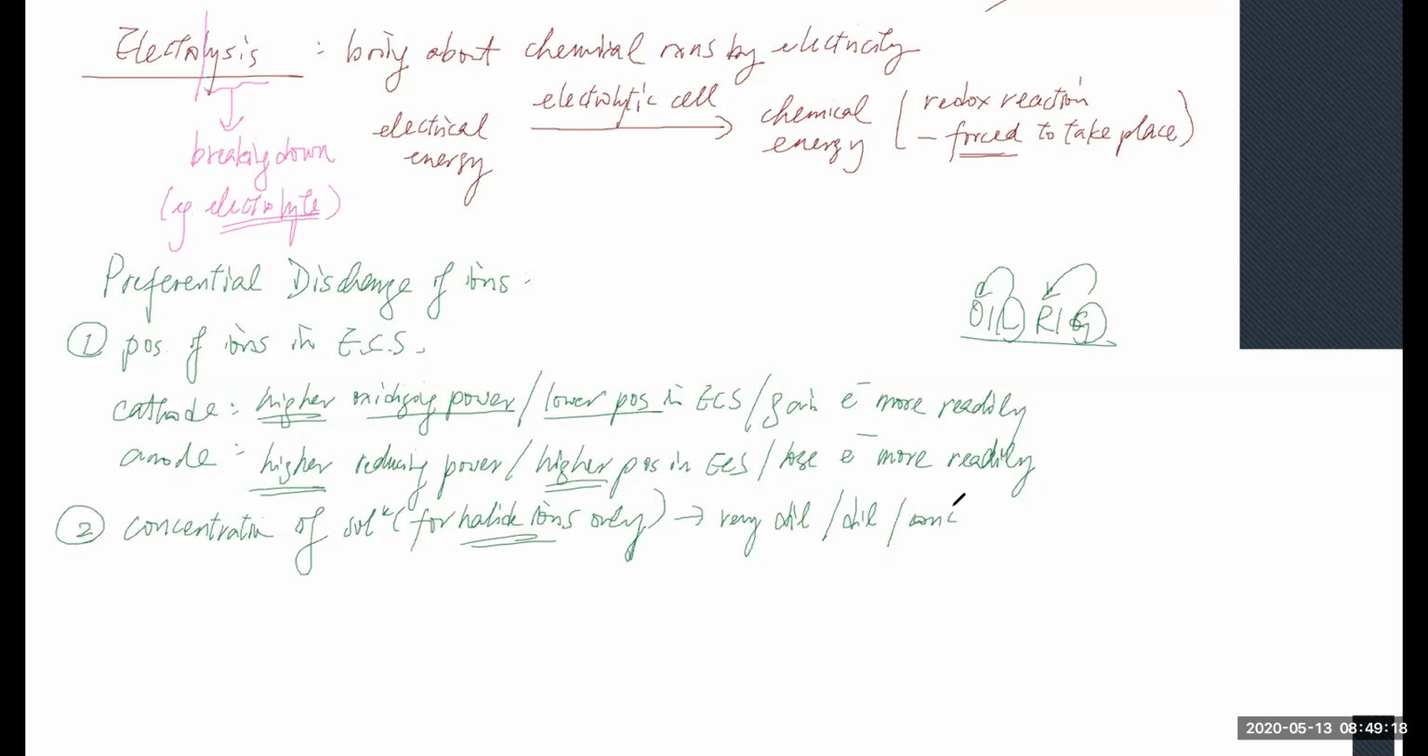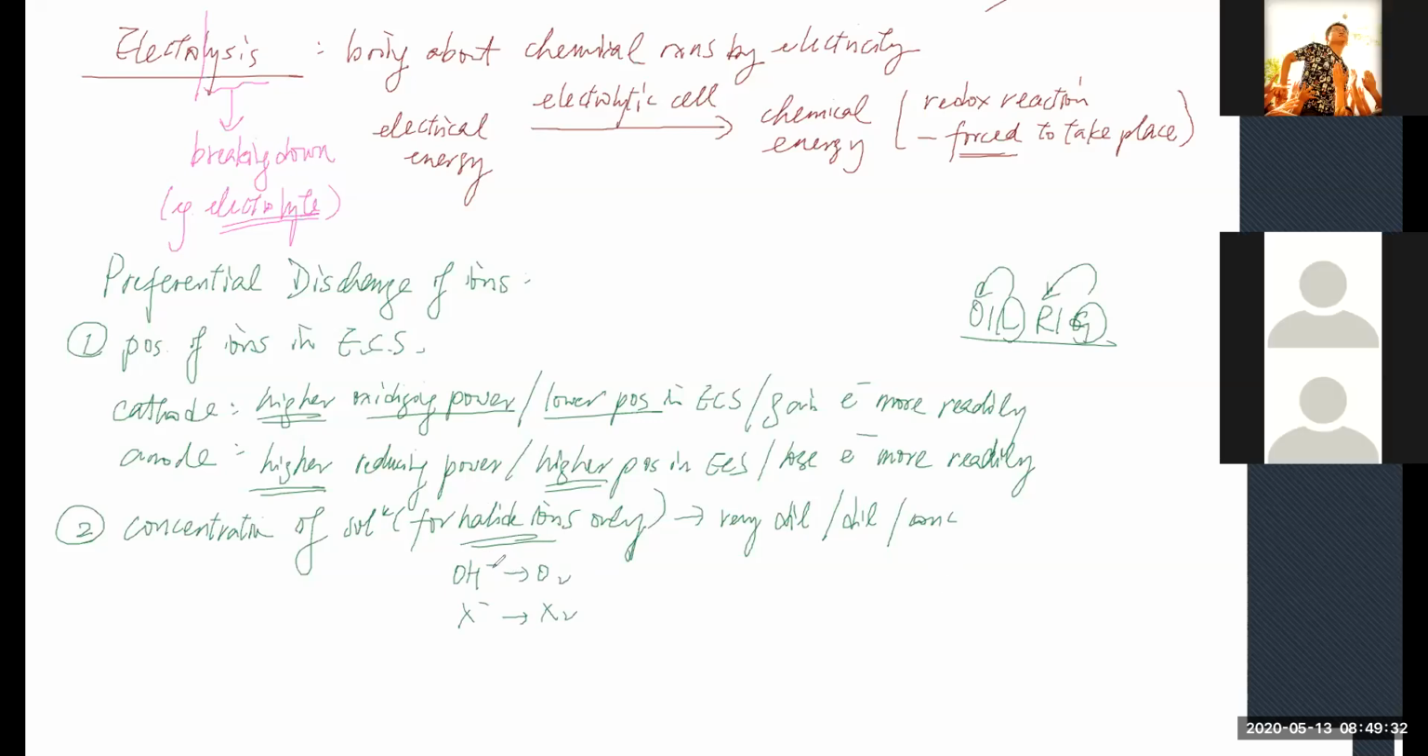And second, if you are going to make a competition between hydroxide to form oxygen gas or halide ion to form halogen, are we now referring to cathode or anode? Yes, that's right. It is anode, right? You are going to consider the anode only. Remember, this is the second factor that you need to consider: anode only.